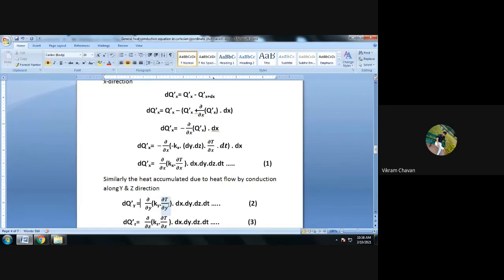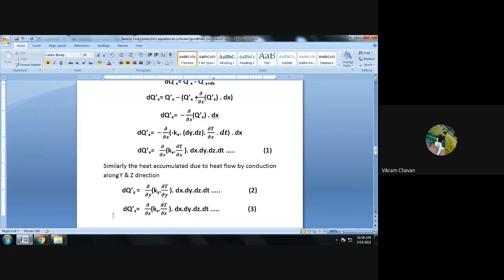And in similar fashion, the net heat accumulated in the z direction is dq dash suffix z, equal to differentiation with respect to z of k suffix z multiply by partial t divided by partial z, bracket complete, multiply by dx multiply by dy multiply by dz multiply by dt. These three equations are important.